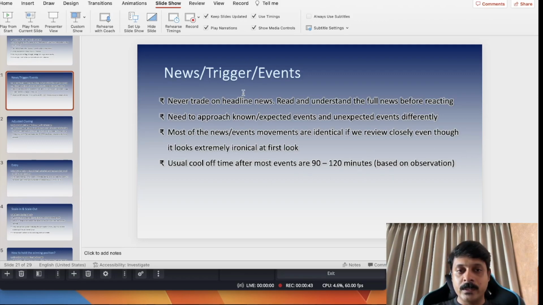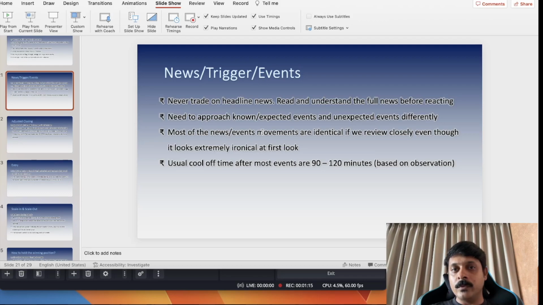So these are the things that I wanted to share, but I'll explain it. So never trade on headline news. That is very important, because when you look at the news, it could be misleading. One example: yesterday there was the SBI result, and if you look at the first snapshot that came in, it was an extremely good result, because the profit beat estimates. It was way higher than the estimate.